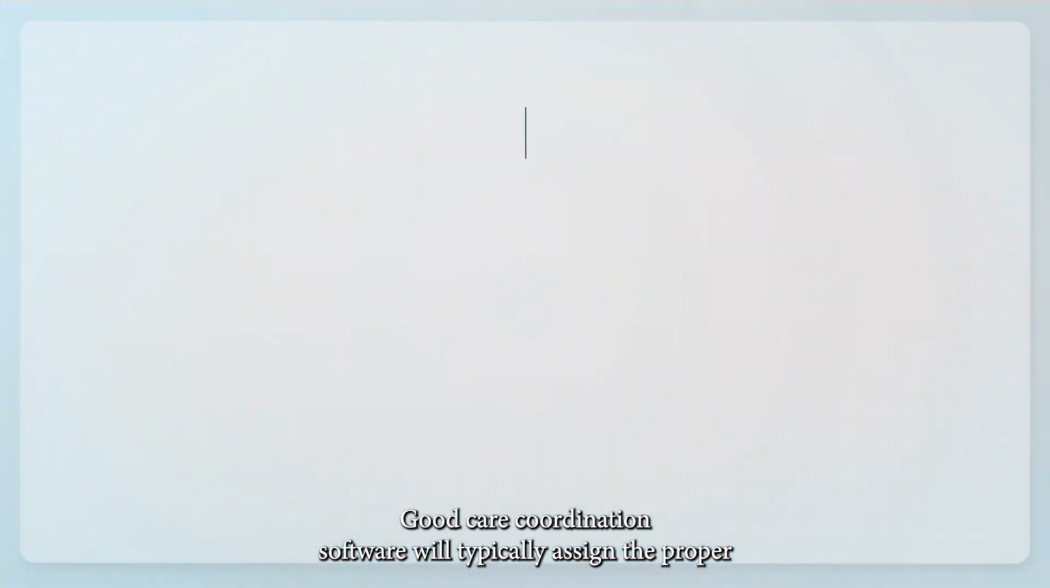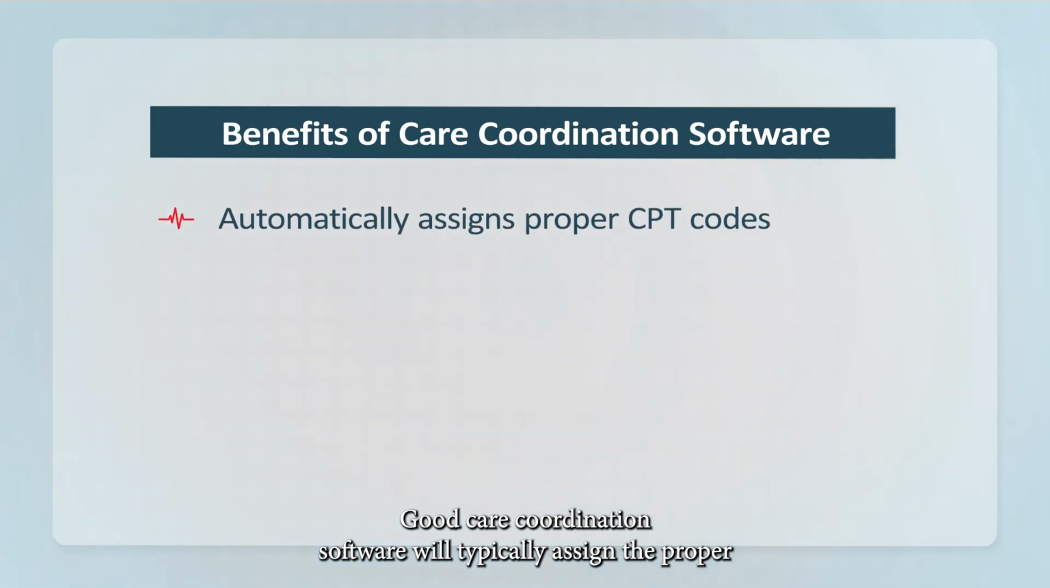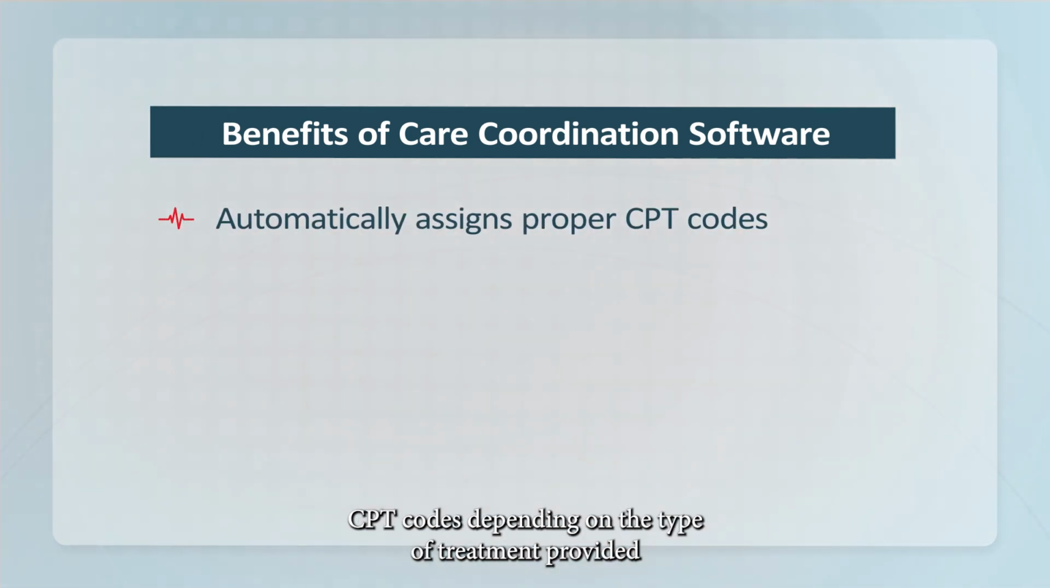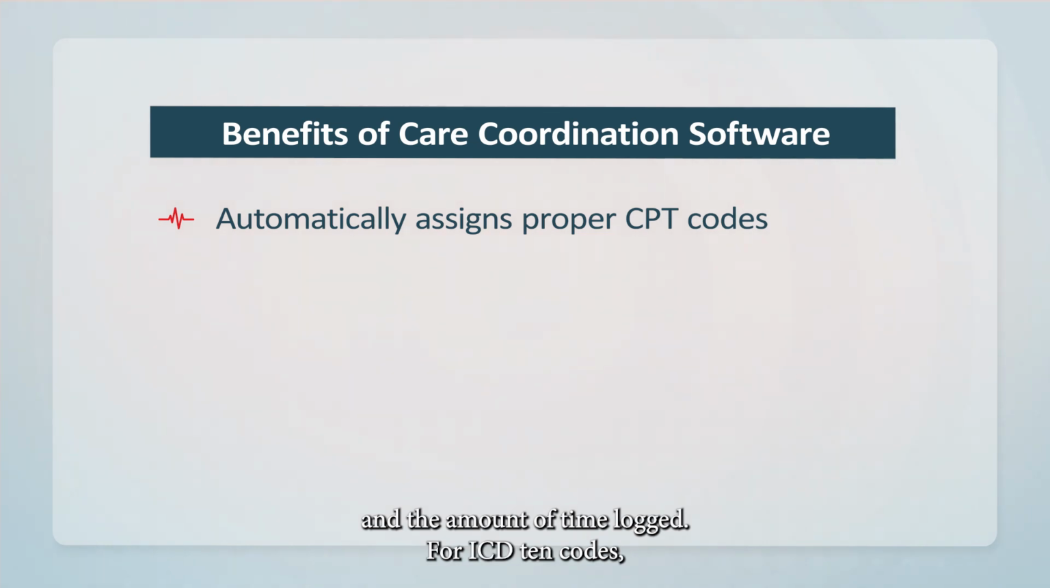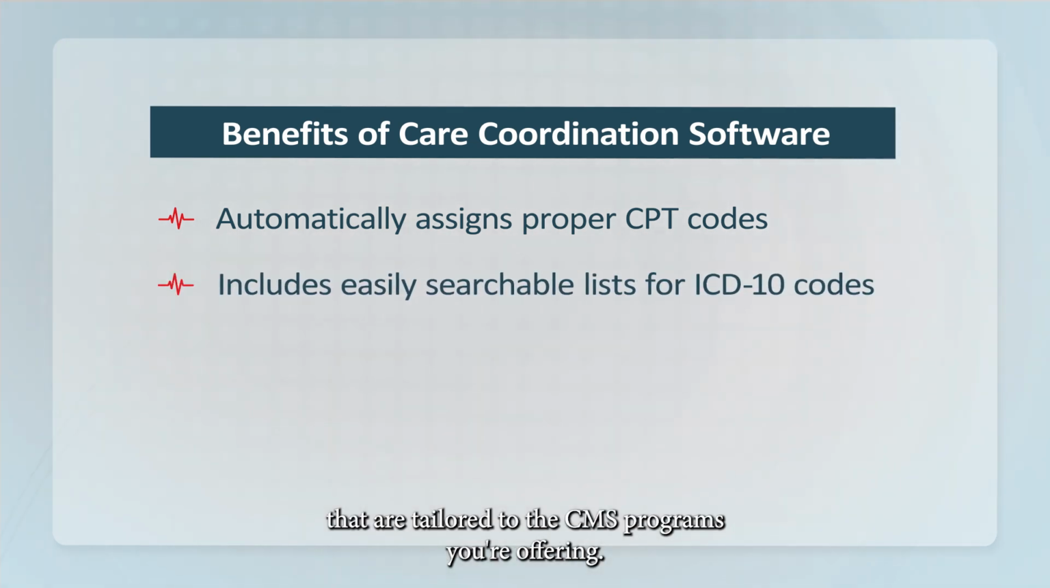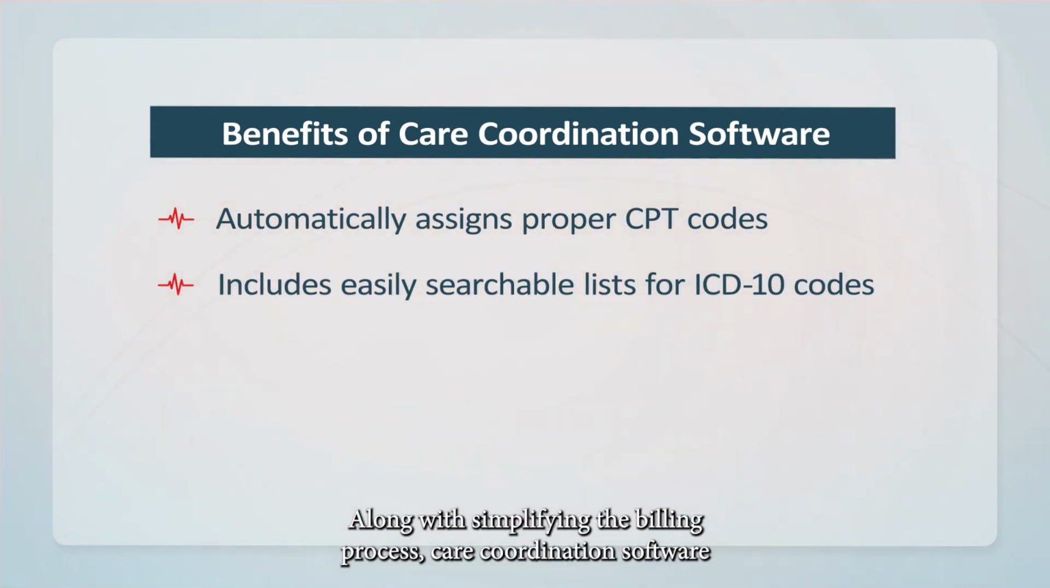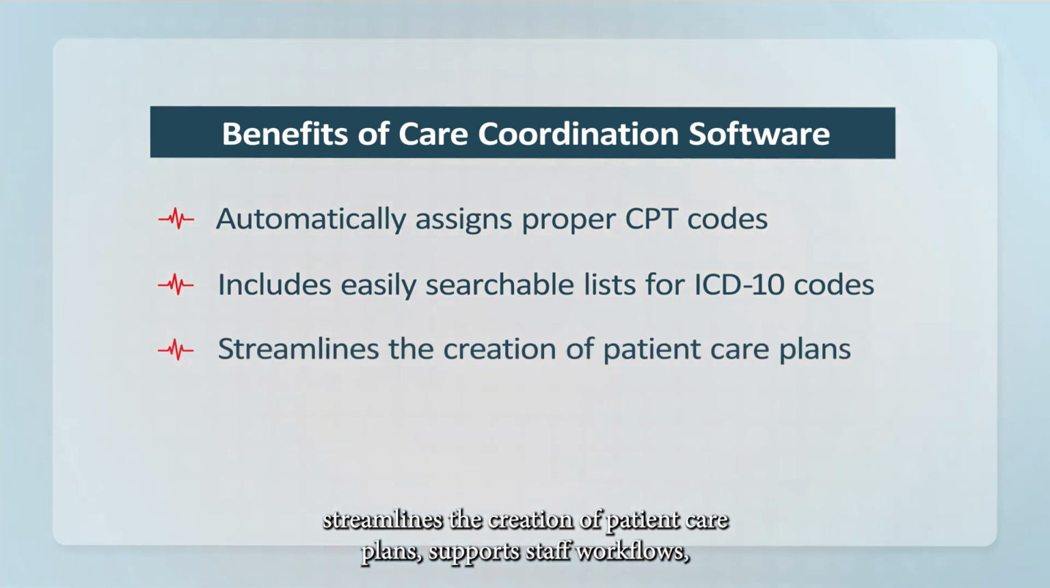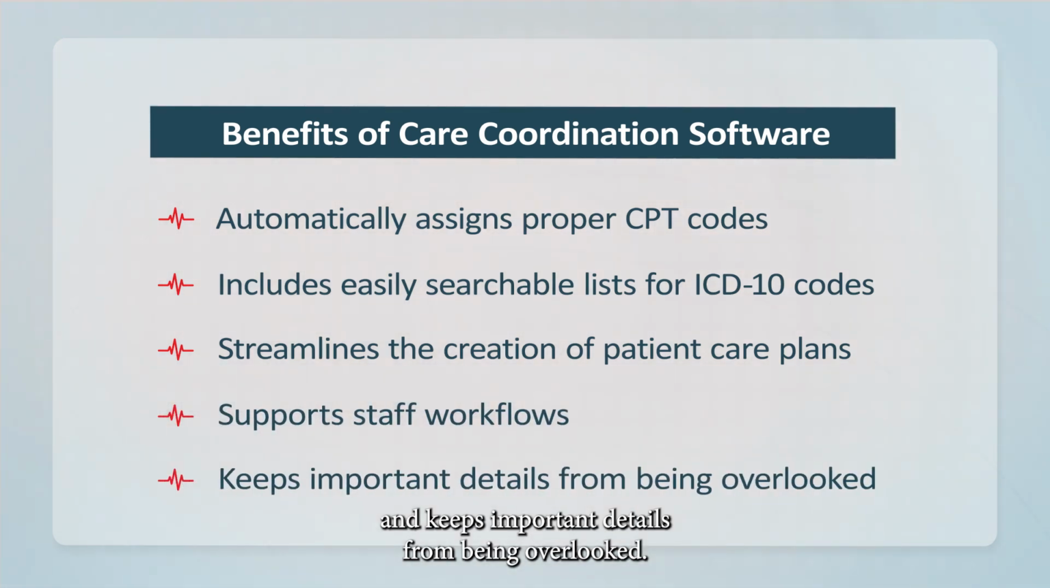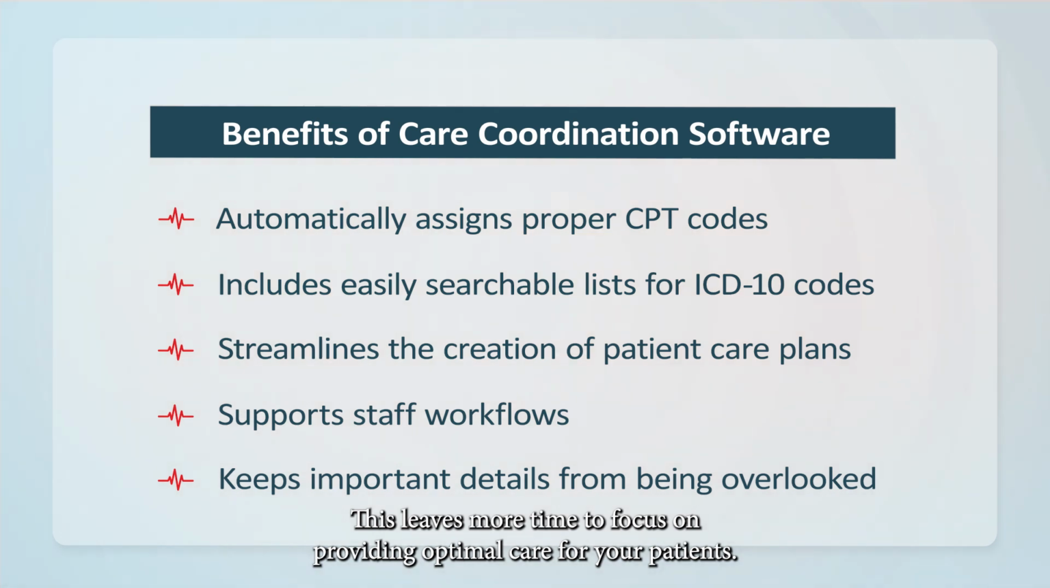That's why we recommend using care coordination software. Good care coordination software will typically assign the proper CPT codes depending on the type of treatment provided and the amount of time logged. For ICD-10 codes, look for software that includes easily searchable lists that are tailored to the CMS programs you're offering. Along with simplifying the billing process, care coordination software streamlines the creation of patient care plans, supports staff workflows, and keeps important details from being overlooked. This leaves more time to focus on providing optimal care for your patients.